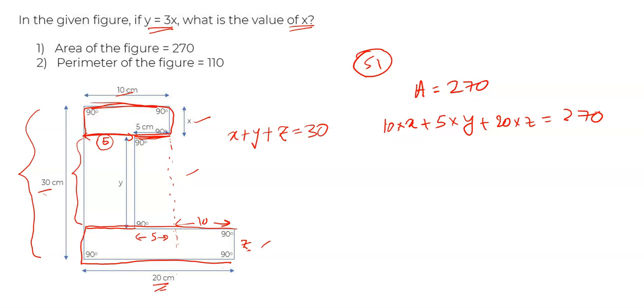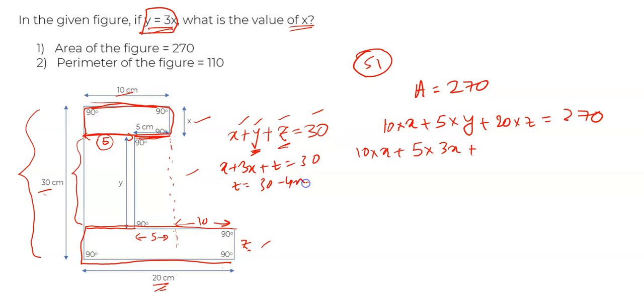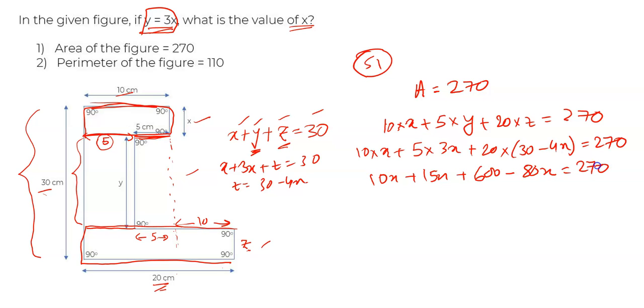Now some of you might think that this statement is not sufficient because there are two variables, maybe we need two equations, and in fact we have three variables, since we took z also. However, notice that we can convert everything in terms of z, and let me show you how. We already know y is equal to 3x, so we can replace y by 3x. We know x plus y plus z is 30. So x plus 3x plus z is 30, or z is equal to 30 minus 4x, right? So we can write 20 times 30 minus 4x is equal to 270. Now it's very easy: 10x plus 15x plus 600 minus 80x is equal to 270, and we can then solve it. We can clearly see that we'll get some value of x, so we don't actually need to get into the calculation. We can just say that statement 1 is sufficient. Whatever the value is does not matter, as long as we can see clearly that some positive value of x will come.